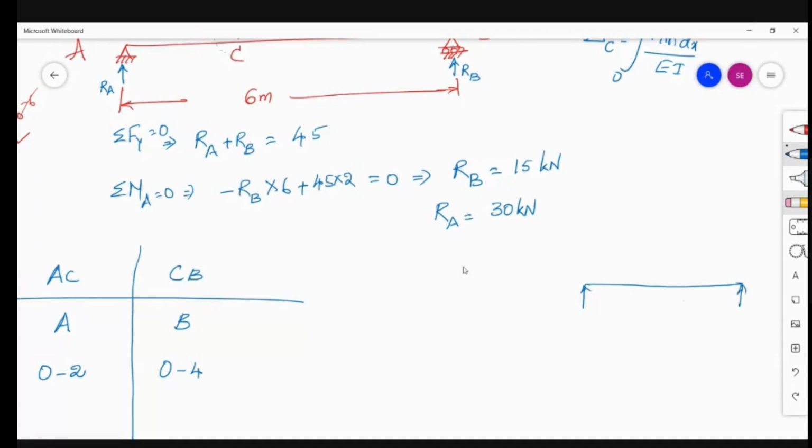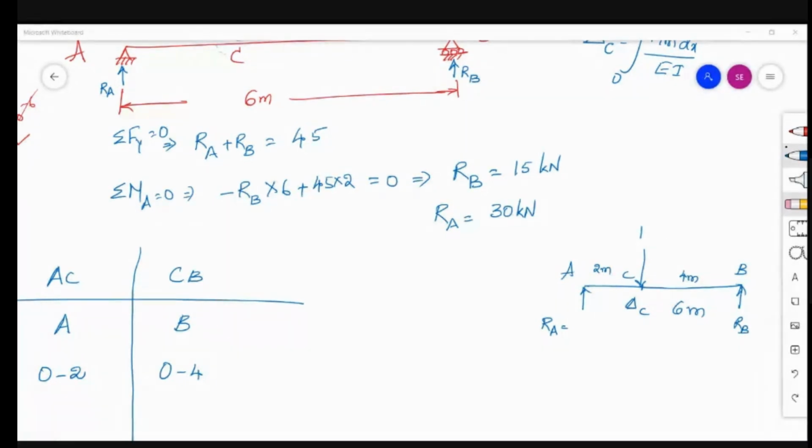So here, this is your beam which is 6 meters. You want deflection at C, then apply a unit load at C. This is 2 meters, this is 4 meters. Can any one of you tell me what the reactions are at this support and this one? Can we calculate the reactions?